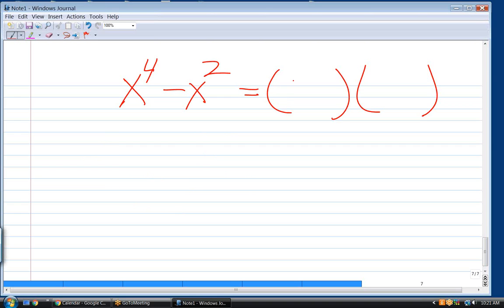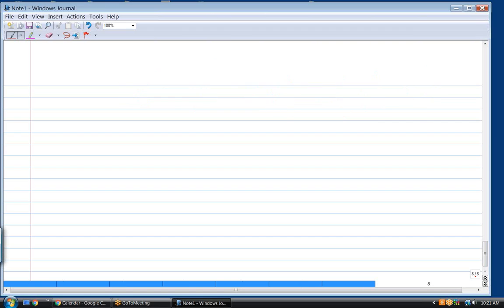Remember, to get this, we need to take the square root of that. And to get this part, we need to take the square root of that. X squared minus x. X squared plus x. Okay. All right, now let's talk about another type of factoring.